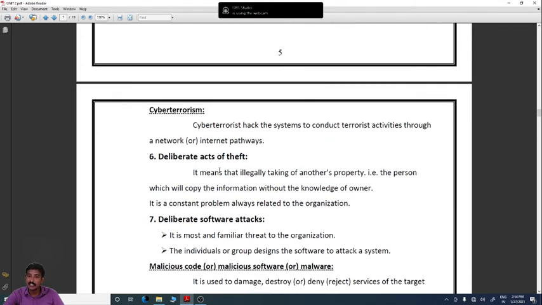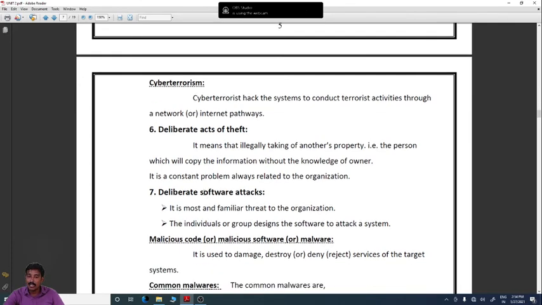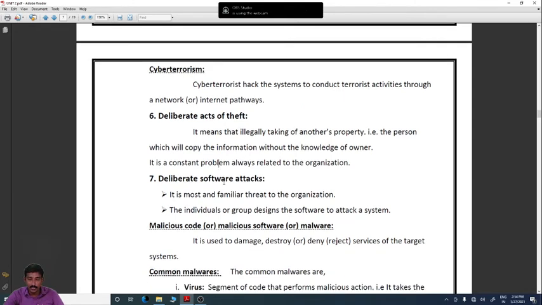Next one is called a deliberate act of theft. Normally we know it is always a constant danger. It means that we are illegally taking another's property. The person copies the information without the knowledge of the owner. That is called theft, and it is always a constant problem for every organization.